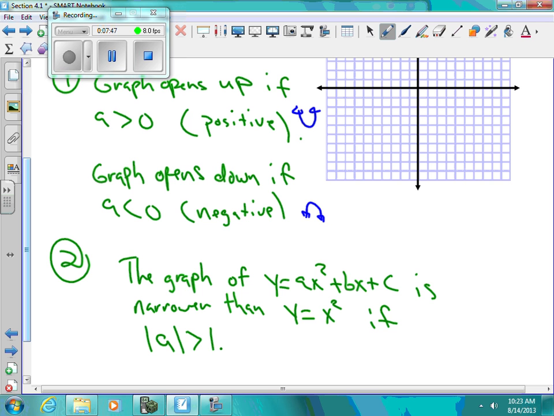Remember, absolute value, that's what these lines mean next to A, these straight up and down lines. Absolute value always makes the value positive. So what it's saying, whether it is a positive A or a negative A, if the absolute value of it is bigger than 1, then the graph is going to shrink. The sides are going to get closer together. Okay?